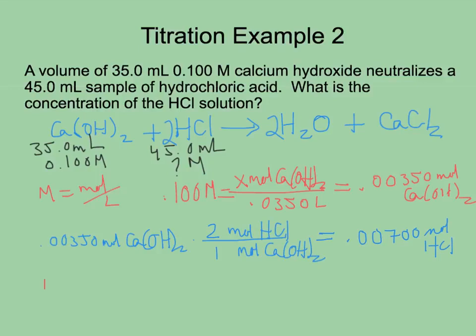My last step is to answer the question, which is the molarity of the HCl. So again, you can say molarity is moles per liter. So the molarity of the HCl would be the moles of HCl, which is 0.00700 moles, divided by the liters. We have 45 milliliters, so that's 0.0450 liters. And so that ends up being 0.156 molar.